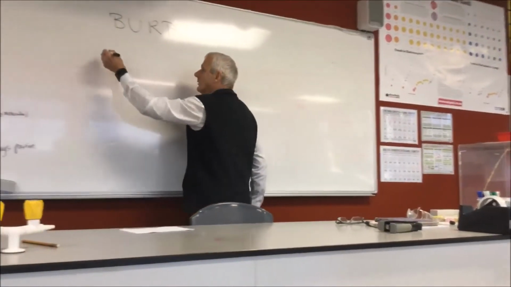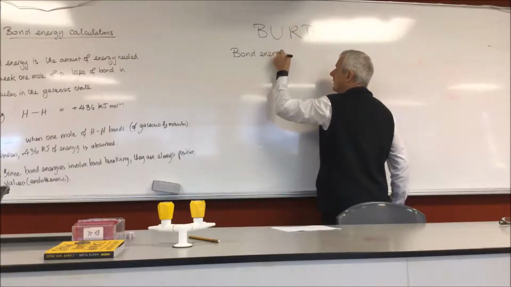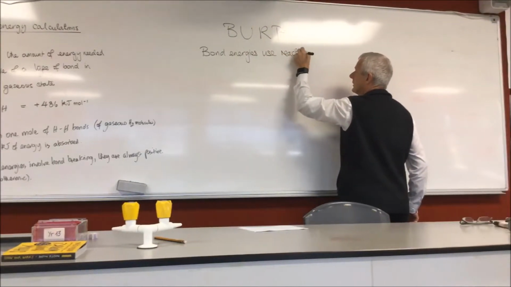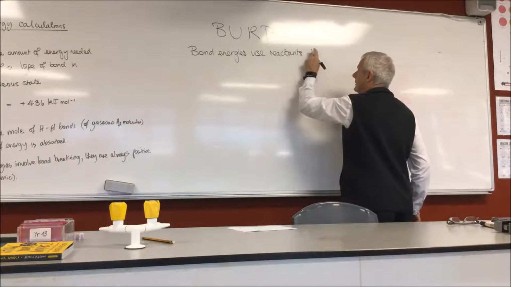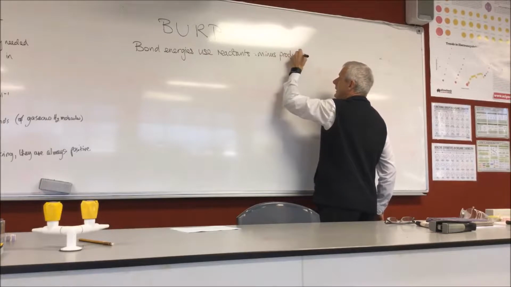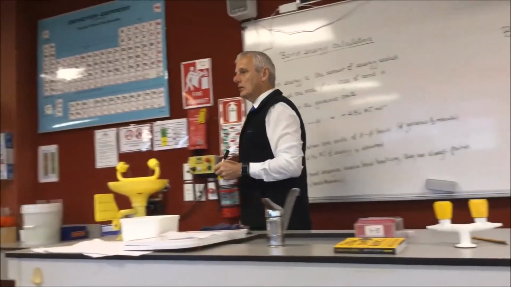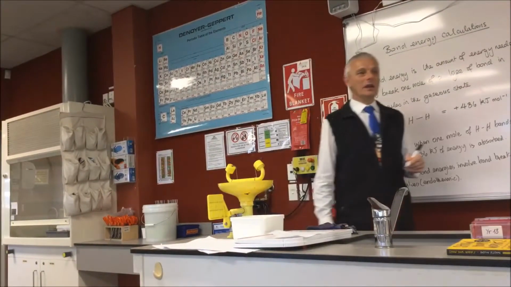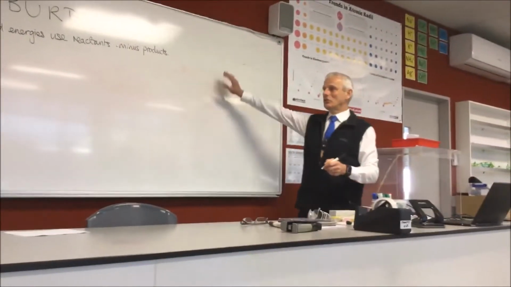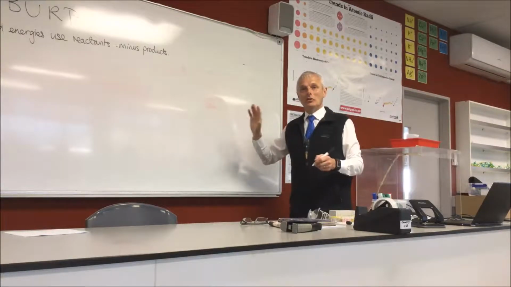And that means Bond Energies Use Reactants minus Products. Okay? Now you'll find when you come to do a bit more thermochemistry that sometimes you take values from the products and subtract away the reactant values, and other times you use the reactants and subtract away the product ones. This is that latter one. Okay? So this will make sense in a minute. So I'm going to write out the equation and then explain it.